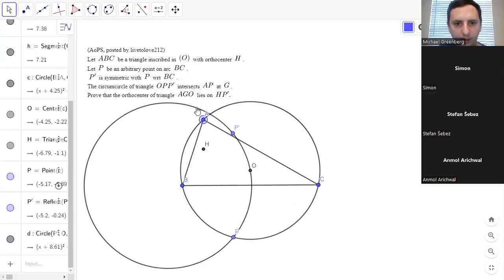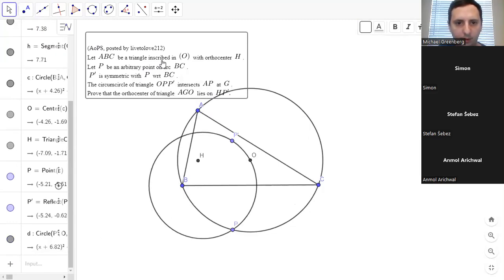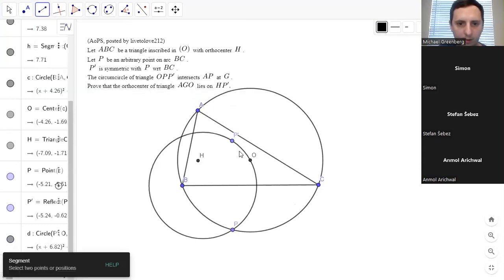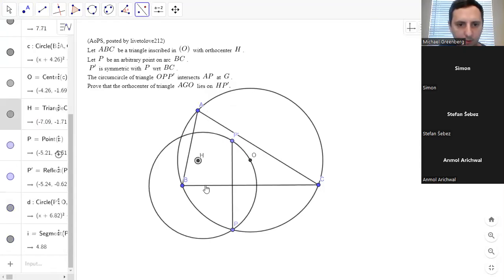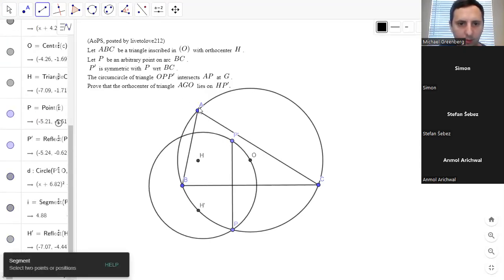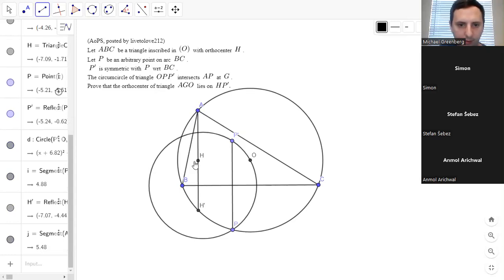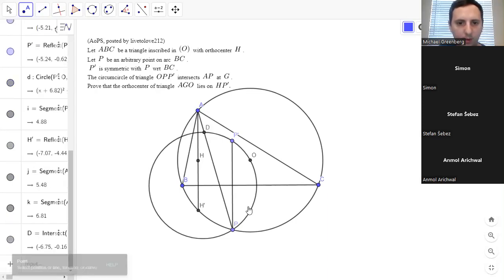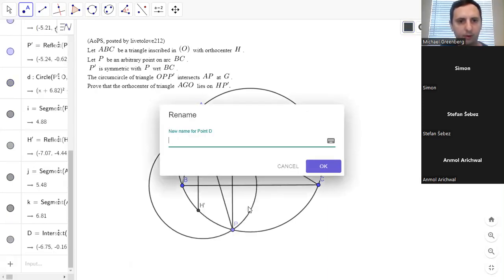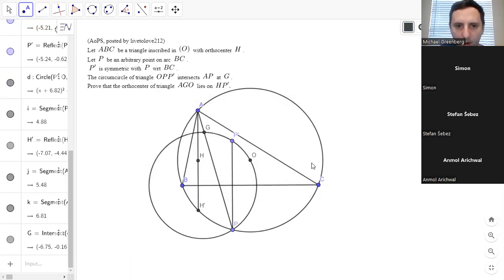Let's see if I can, that looks a little better. Yeah, this is an isosceles trapezoid here, and so it's also going to be cyclic. I'll draw that in later. And this would be point G. And we want to show that the orthocenter of AGO lies on HP prime.